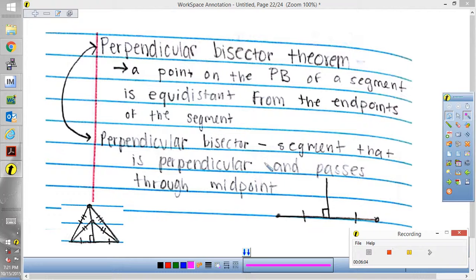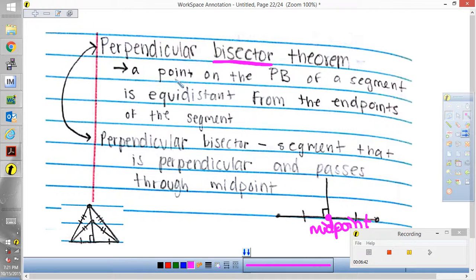So, the perpendicular bisector says that, we know that the word perpendicular means that it makes a right angle, right? So that's what this picture means here. Let's talk about what a perpendicular bisector is. It's a segment that is perpendicular and passes through the midpoint. The word bisector means it's cutting it in half. So this point is the midpoint of this segment. This point here is the midpoint, and it makes a right angle. So that's what a perpendicular bisector is.